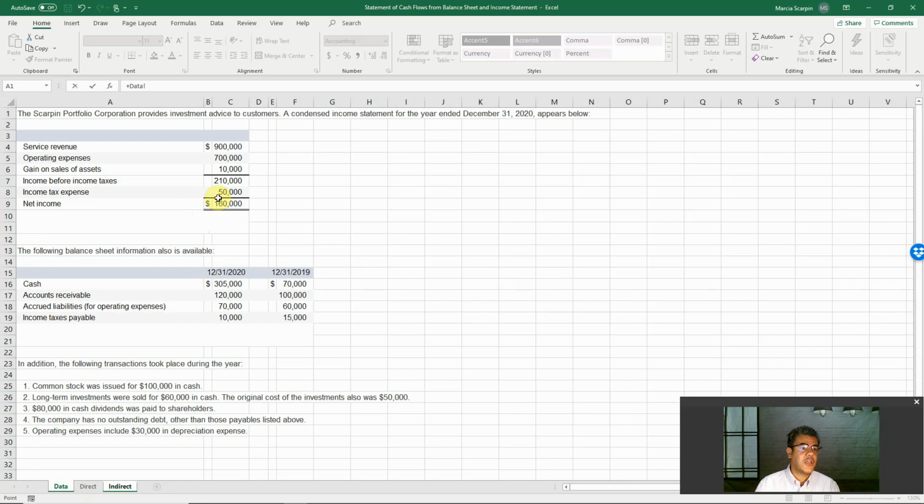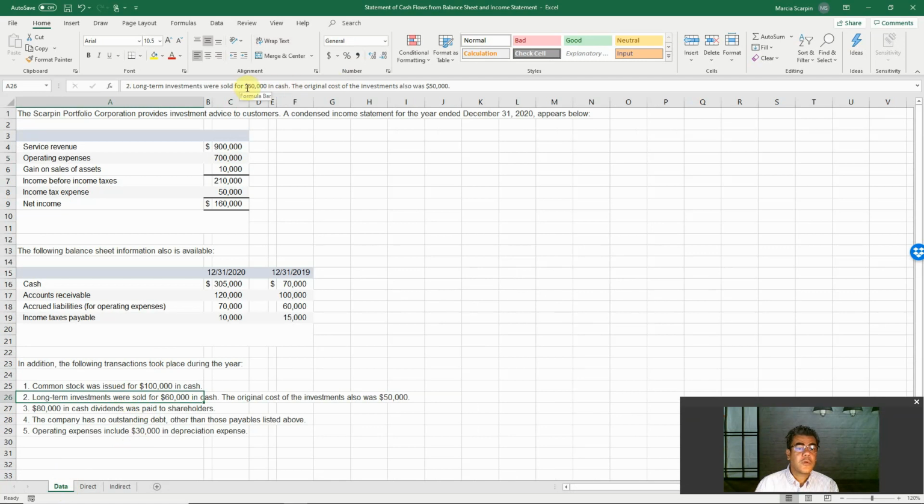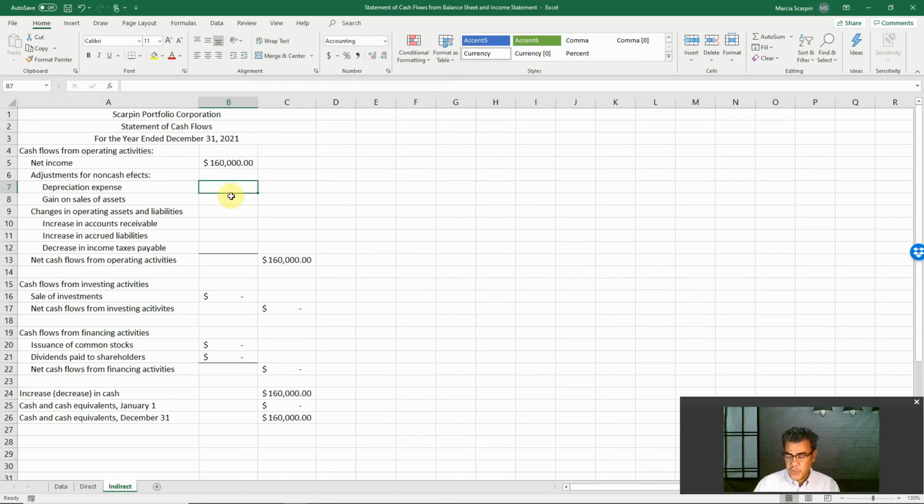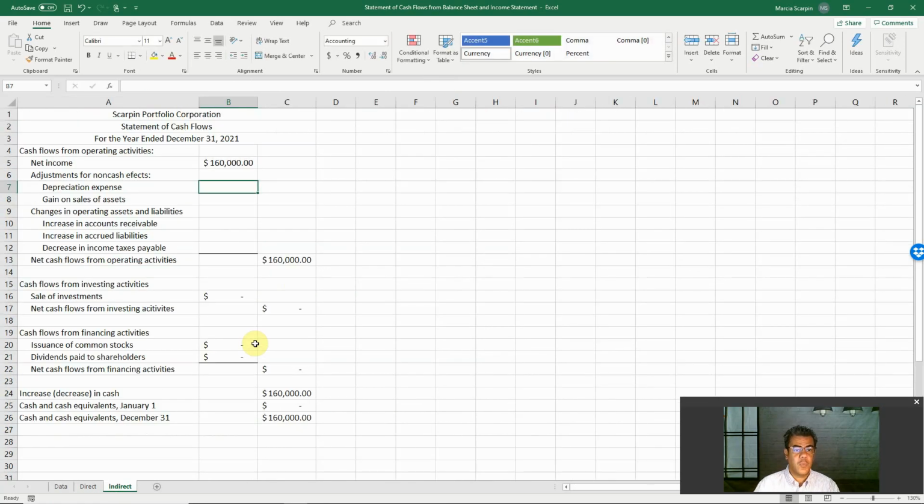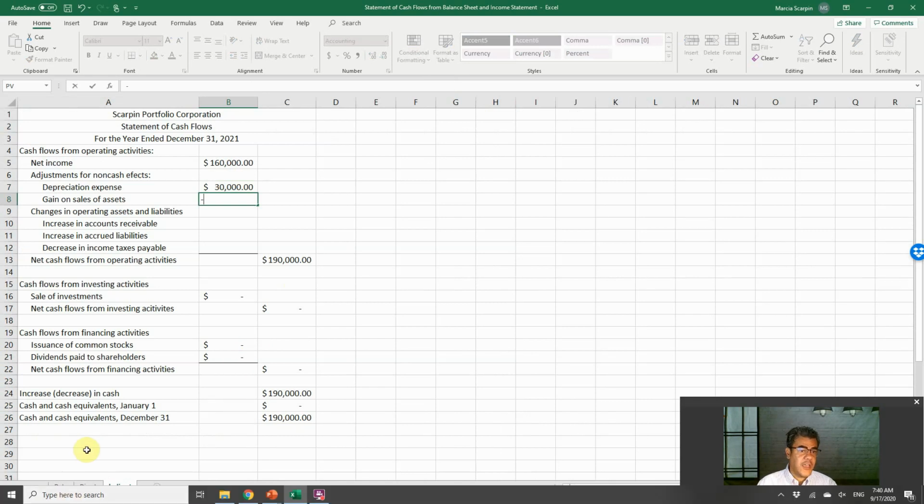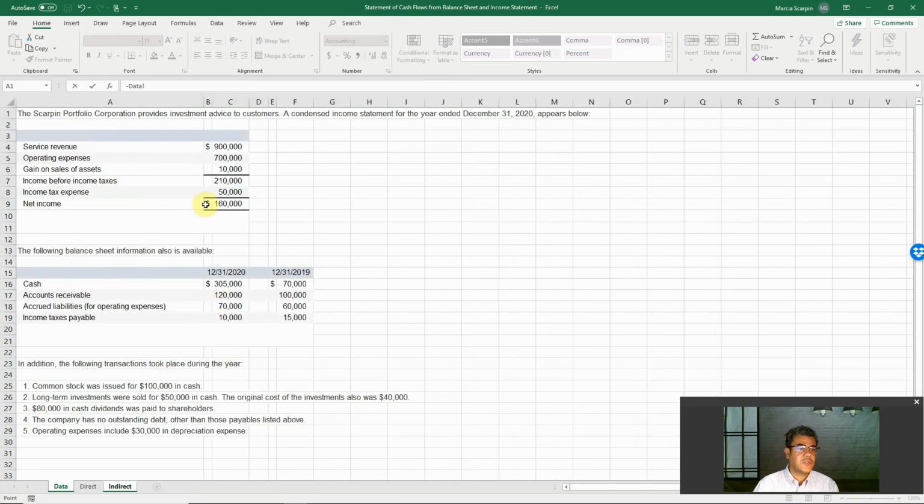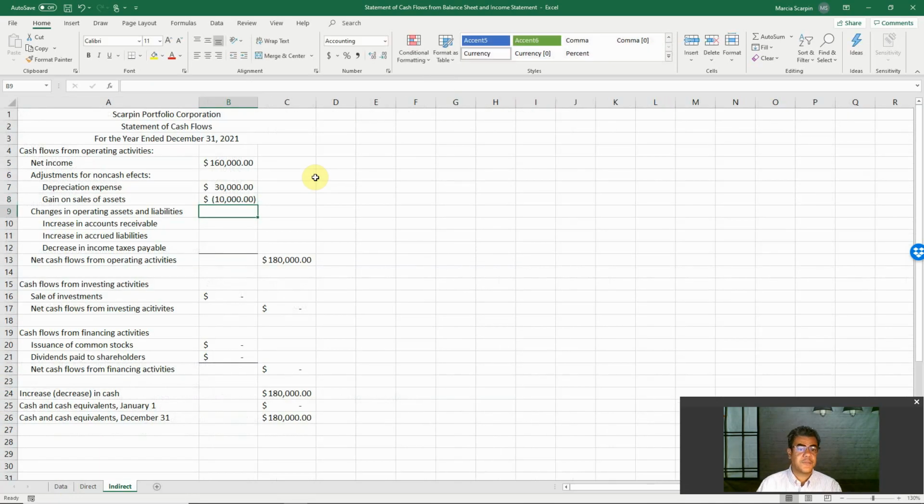Depreciation expense 30,000. Oh, we have one number wrong here. It is 60 here. It is 40 here. Okay, now we have the right numbers. So depreciation expense, we need to add it. $30,000. We don't have this in any cell. We need to deduct the gain on sale of assets. Gain on sale of assets, $10,000.